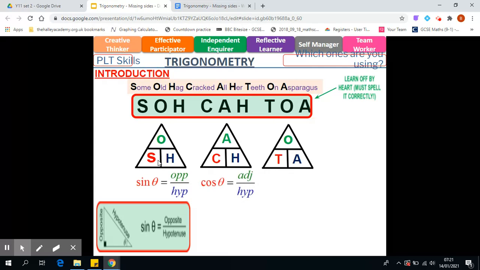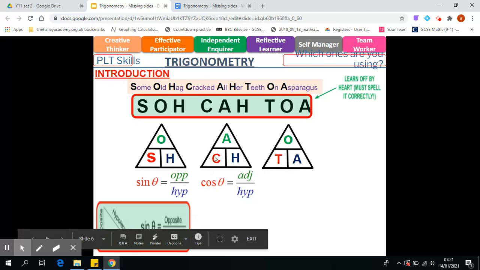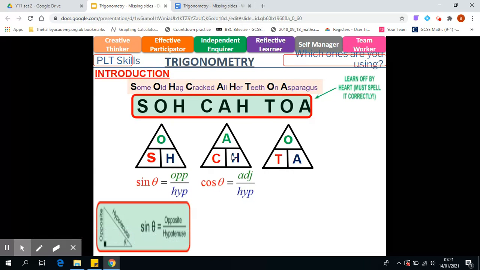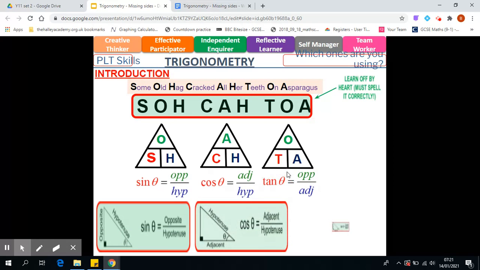Now, using these triangles, we can identify the ratios. Sine theta is the opposite over hypotenuse. Cos theta is the adjacent over hypotenuse, and tan theta is opposite over adjacent.